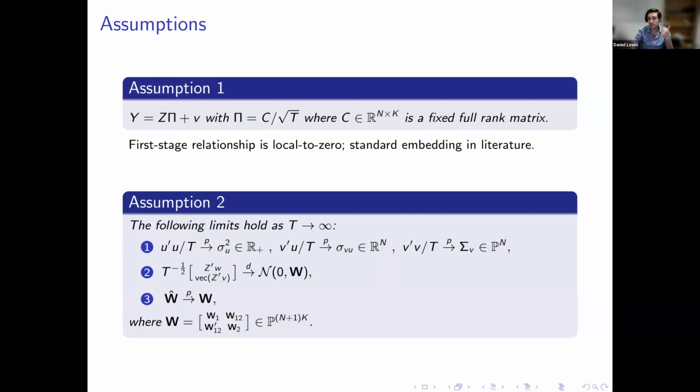Finally, as I've said before, W has to be consistently estimable, and we're going to partition W going forward so that W1 is the block corresponding to the reduced form parameters, and W2, which we're going to come back to most, is just going to be the asymptotic covariance of the OLS coefficients in the first stage regression.